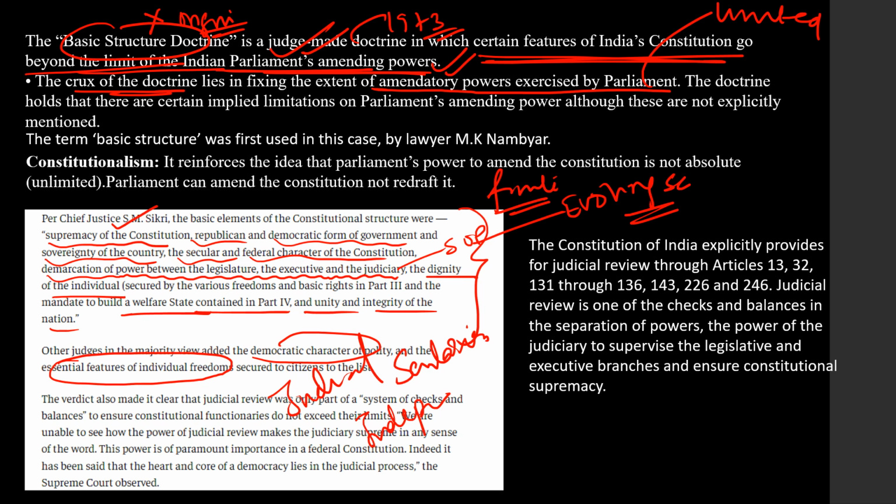Next, the basic structure doctrine came from the doctrine of judicial review. In the Indian Constitution, Article 13, Article 32, Article 131, Article 136, 142, 143, 226 and 246 basically allow for the judicial review doctrine. So this is very important.